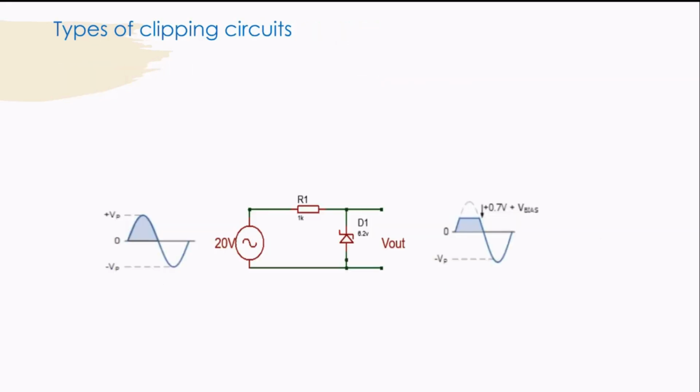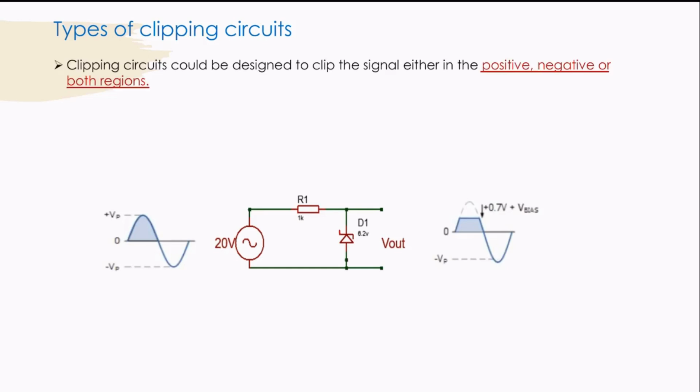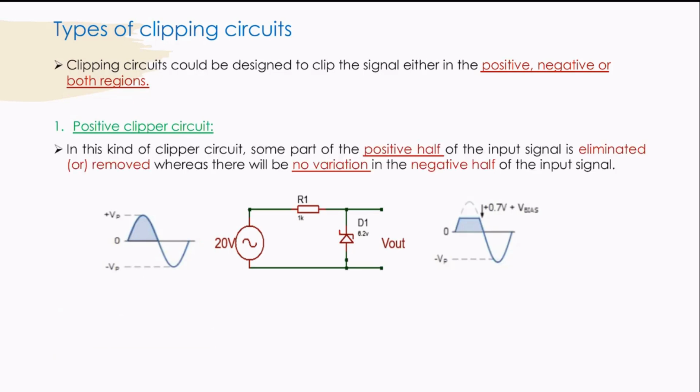Now let us see what are the types of the clipping circuits. The clipping circuits could be designed to clip the signal either in the positive or the negative or in both of the regions. So depending upon this, the first type of the clipping circuit is the positive clipper circuit. In this kind of clipper circuit, some part of the positive half of the input signal is eliminated or removed, whereas there will be no variation in the negative half of the input signal.